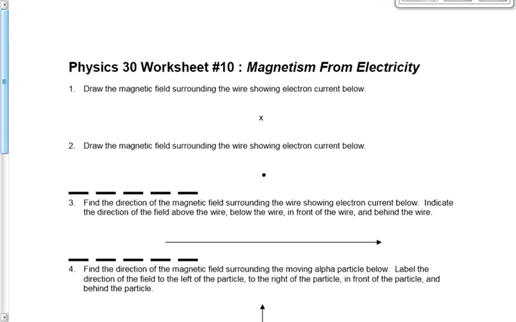First one says, draw the magnetic field surrounding. Into the page. For me, it's toward the front of the room. For you guys, it's toward the floor, right? Into the page, however your page is oriented. Okay, fingers go counterclockwise. There are more magnetic field lines than just this one, but we will have the same. Electron current again.